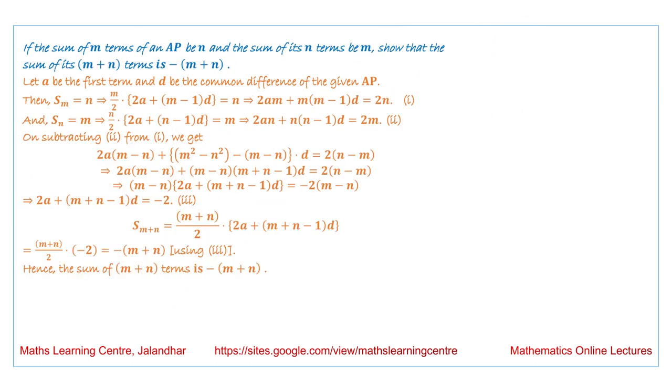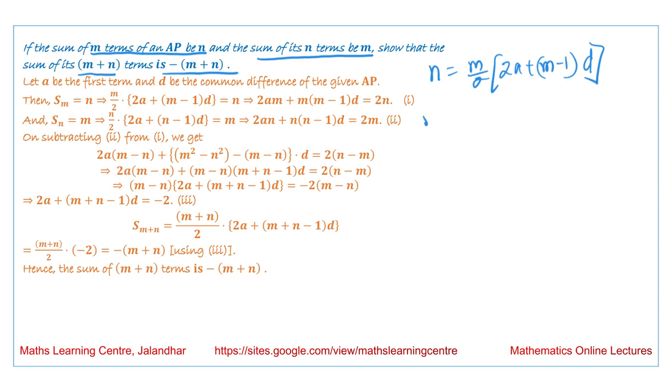Next is, if the sum of m terms of an AP is n and the sum of first n terms is m, we have to show that the sum of its m plus n terms is minus of m plus n. So it is given that n is equal to m by 2 into 2a plus m minus 1 d, and m is equal to n by 2 into 2a plus n minus 1 d.